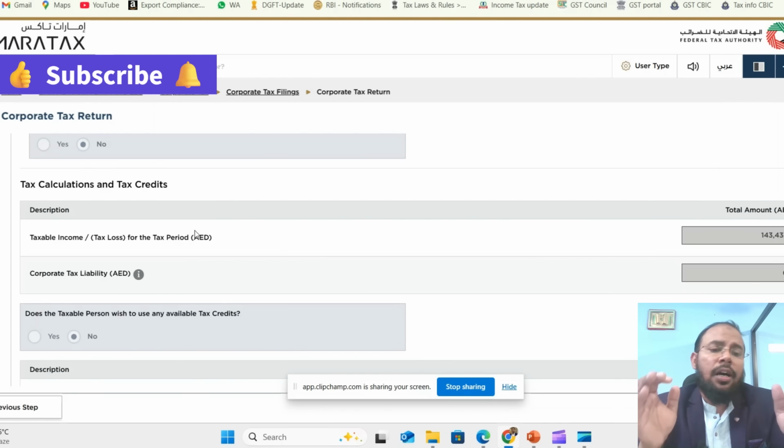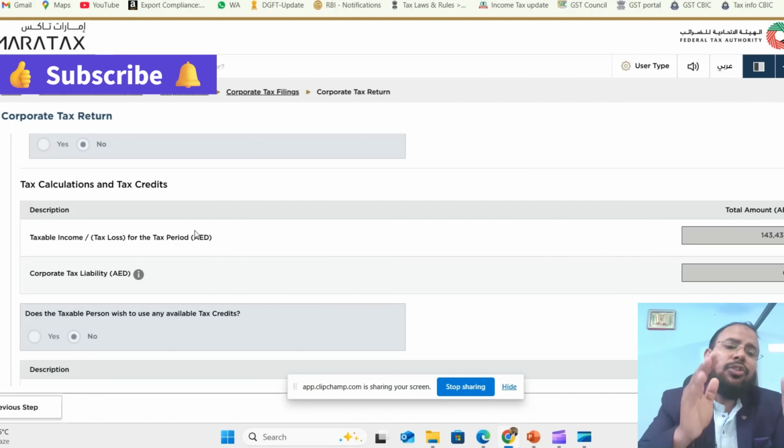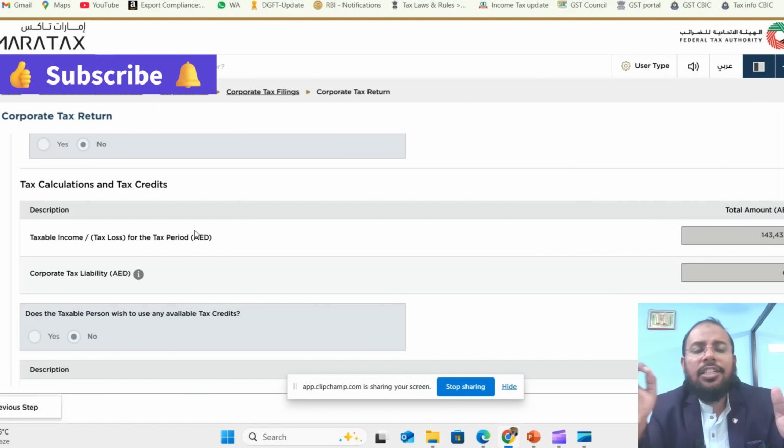Remember, if your entity is a free zone entity, then you cannot get the benefit of 375,000 for non-qualifying incomes. So remember this thing. Other than that, there is a very simple calculation. Up to 375,000 there is a 0% rate. Beyond that there is a 9% tax rate.